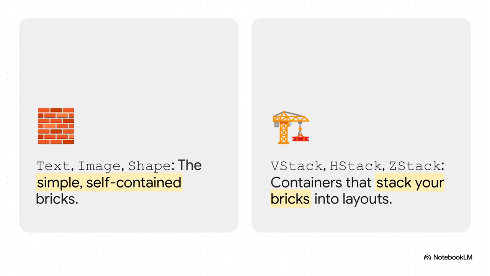In SwiftUI, you use special container views to do that. You've got VStacks, which stack your bricks vertically one on top of the other. HStacks line them up horizontally, side by side. And ZStacks, well, they layer them on top of each other, from back to front. It's how you build these really complex structures out of super simple pieces.